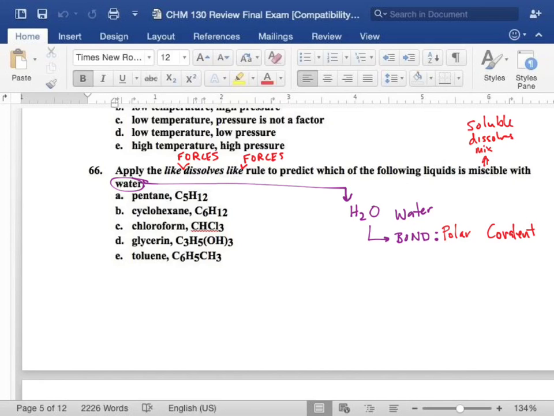A polar covalent bond results in what type of force? A dipole-dipole force. Okay, which again, on a test, I would start to get lazy and probably write D-D. Okay. If I have a dipole-dipole force, what should I look for?